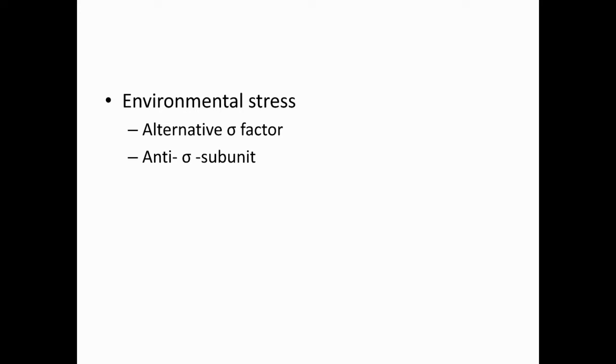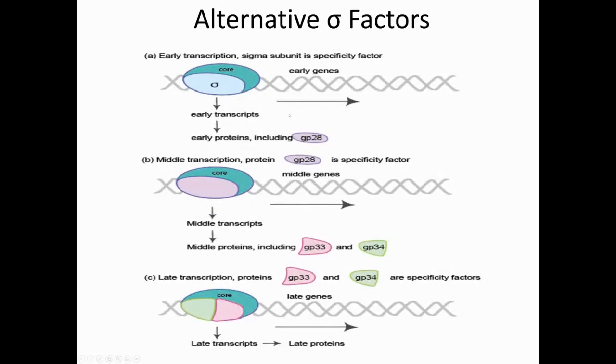All right. So that's the anti-sigma subunit. These are two typical strategies E. coli uses to regulate gene expression. And then another one here, the alternative sigma factor, that'll be when the phage infects the bacteria cell, okay?